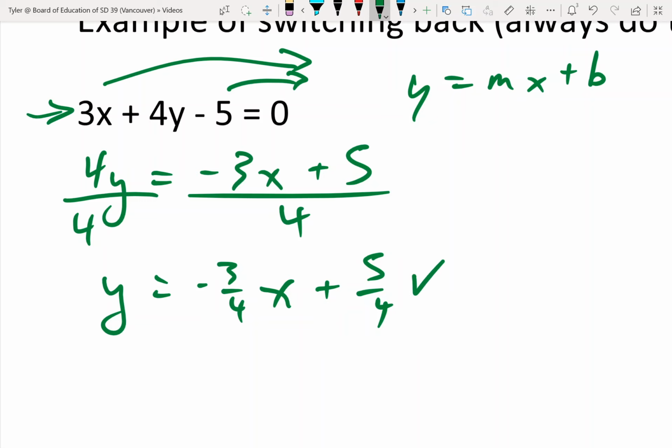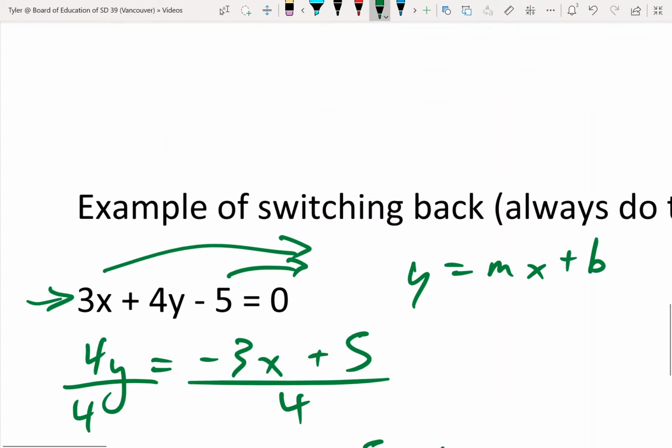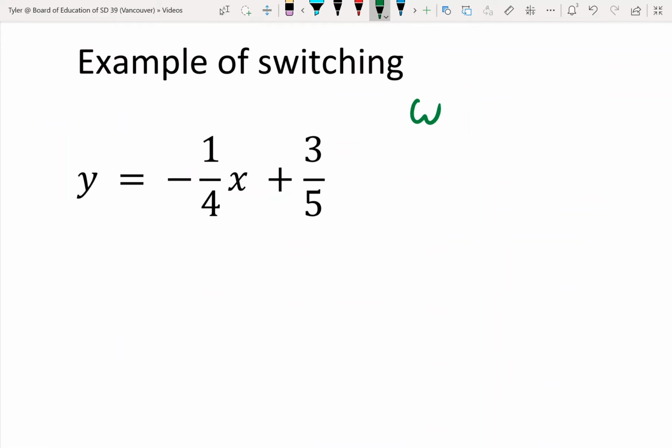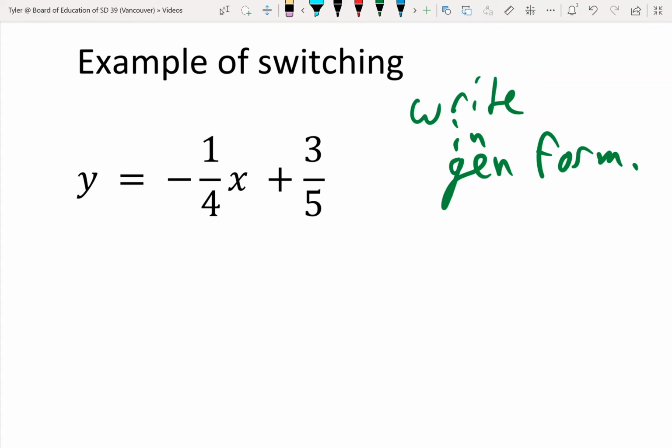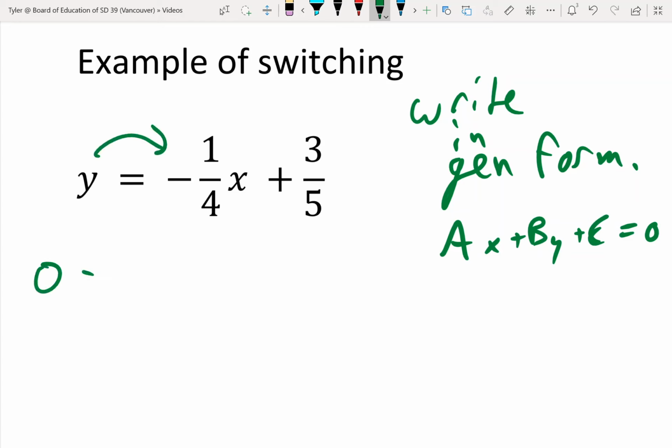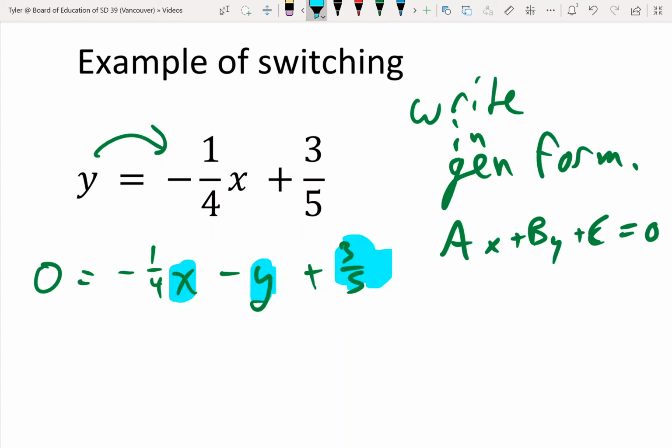Now I could graph this. If I was asked to graph this, I have no idea what to do. If I was asked to graph this, it's easy. So we usually switch. Now, some questions are going to say, write in general form. Okay? So instead of crying, you just have to be able to shift this. So remember, general form looks like this. Okay, we're just trying to get 0 all by itself, so everything together. So I'm going to move the y over. So 0 equals negative a quarter x minus y plus 3/5. You'll notice I wrote them in order, so it went x, y, and then the constant by itself.